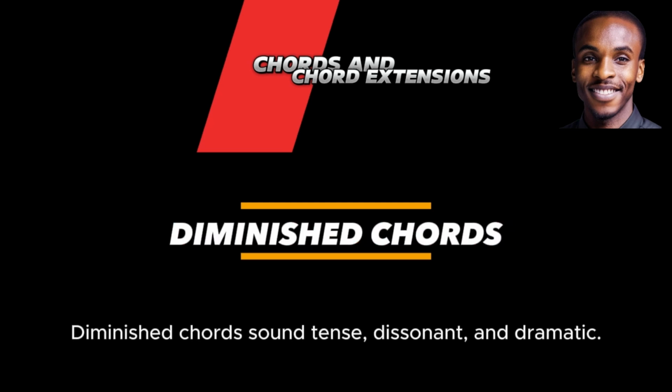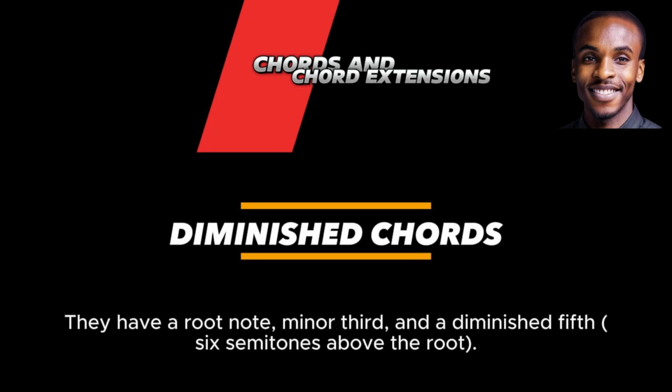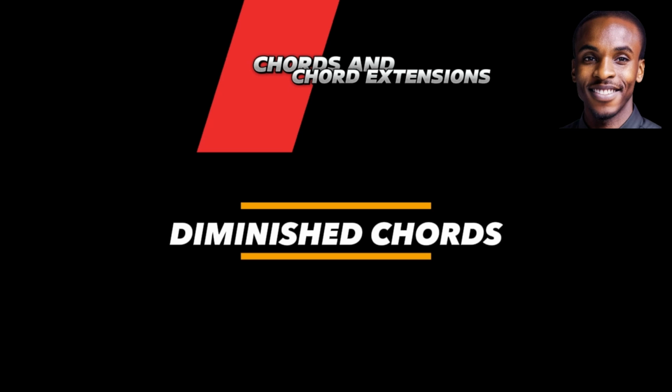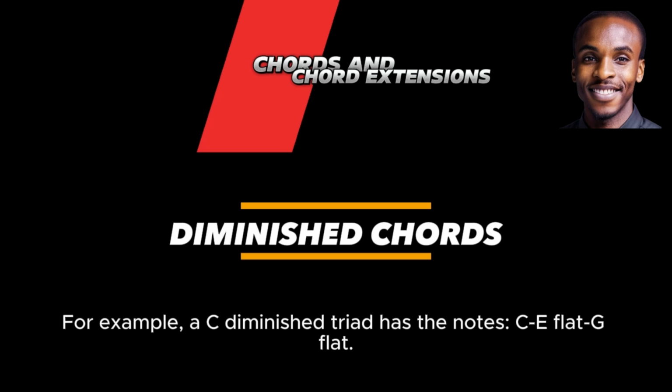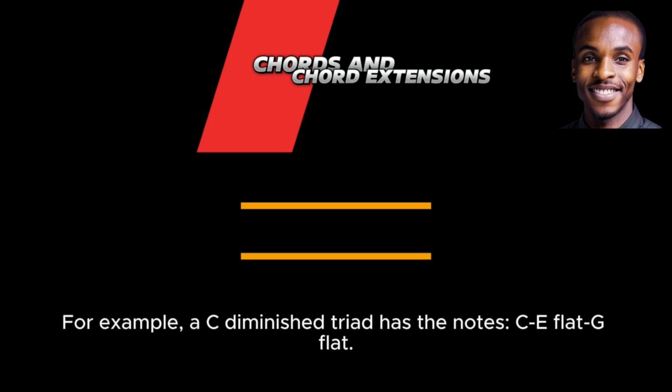Diminished chords. Diminished chords sound tense, dissonant, and dramatic. They have a root note, a minor third, and a diminished fifth 6 semitones above the root. For example, a C diminished triad has the notes C, E flat, G flat.